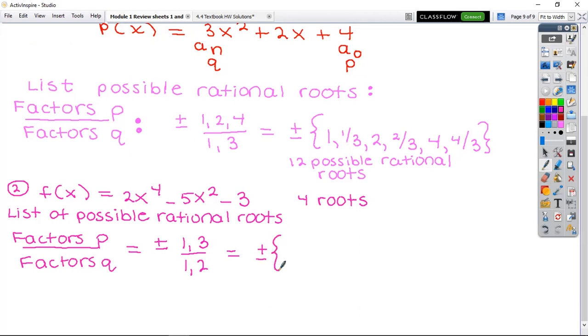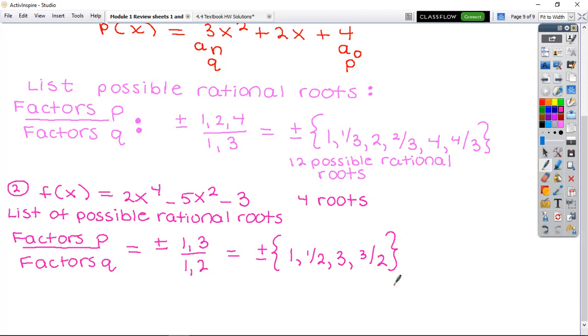And I'm going to put them together. So I have 1 divided by 1, which is 1. And then I would take 1 divided by 2, which is 1/2. Next, 3 divided by 1 is 3. And then my last possibility would be 3 divided by 2. Okay, so how many possible rational roots would this have? 8 possibilities. Yep, so 8 possibilities.